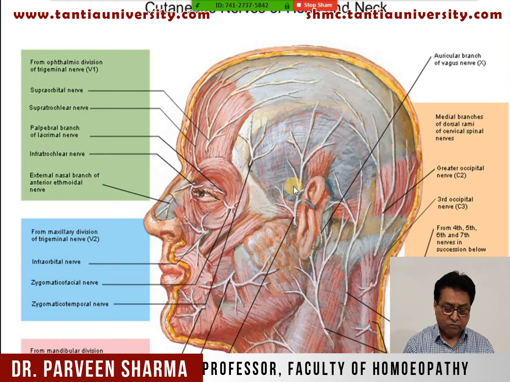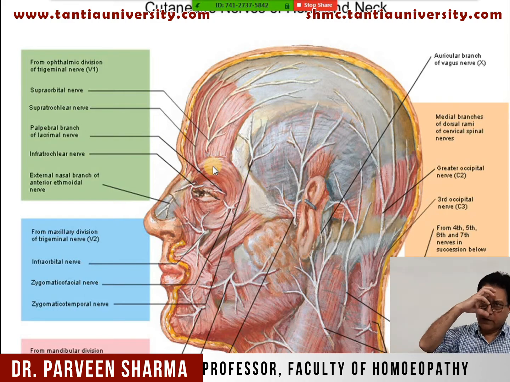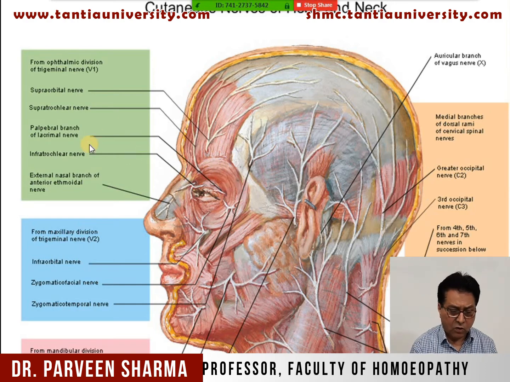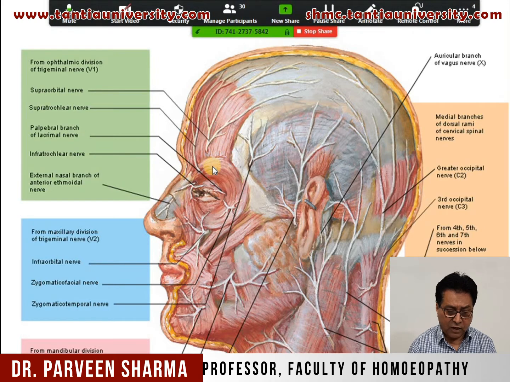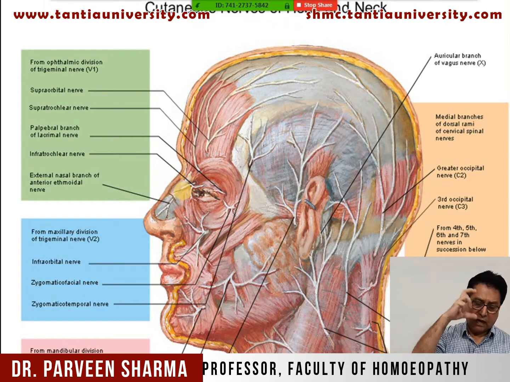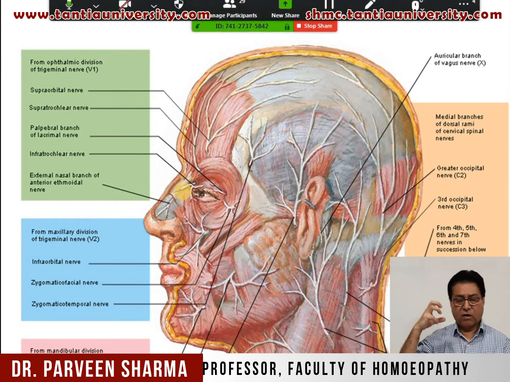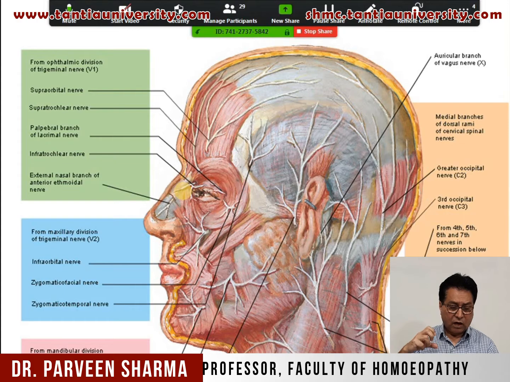You see here, so what are the branches of the ophthalmic nerve which supply the face and skull? You have supratrochlear here in the midline, supraorbital, the palpebral branch of the lacrimal nerve, here infratrochlear and external nasal. So the ophthalmic nerve has 5 branches for the skin of the face: supratrochlear, supraorbital, palpebral branch, infratrochlear, and external nasal for the skin outside of the nose.